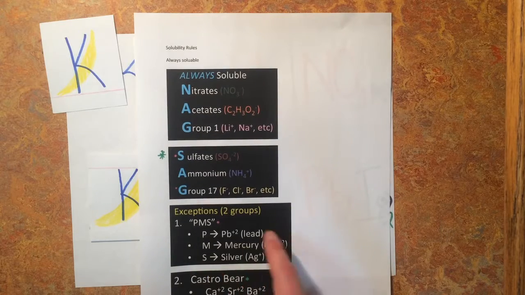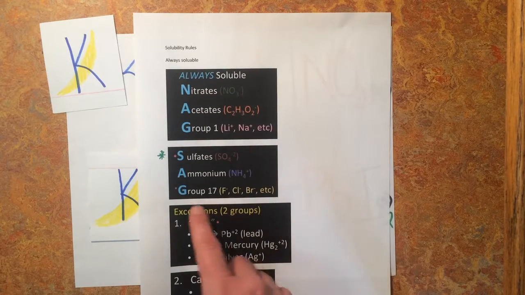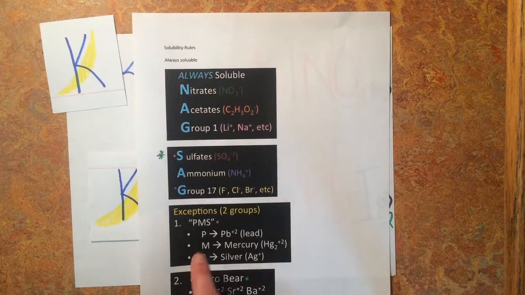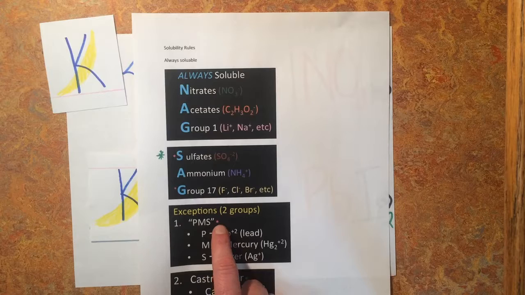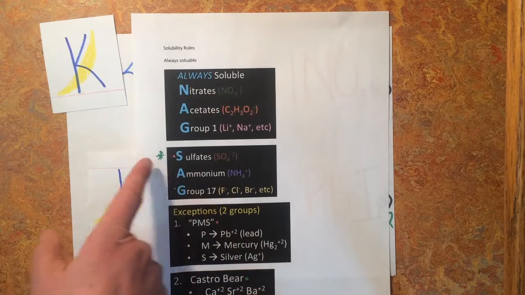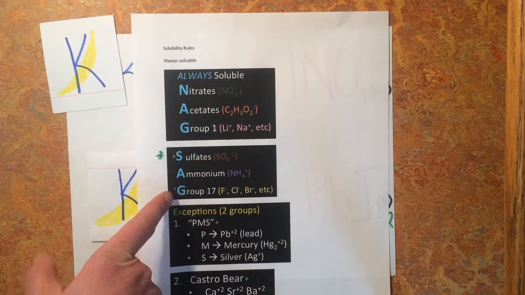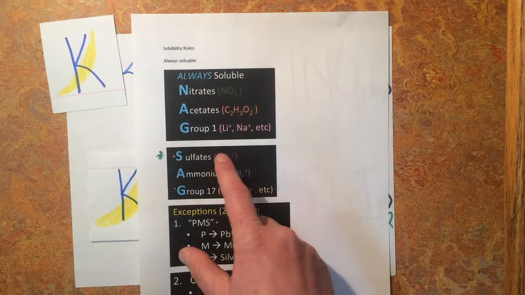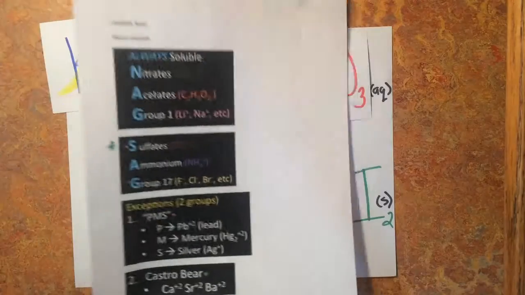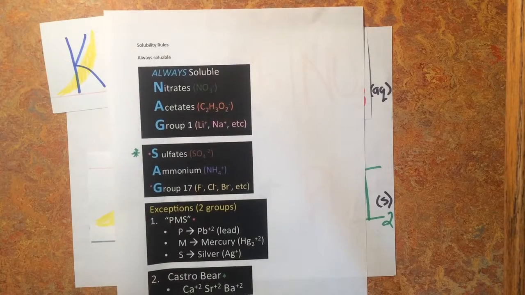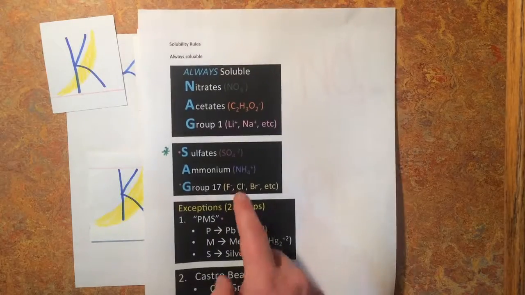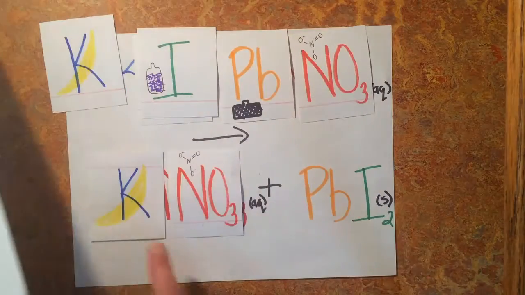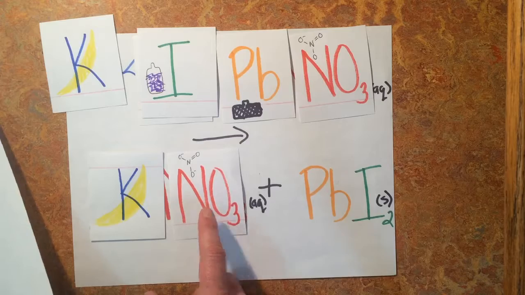And there are a few exceptions down here to the always soluble group. The purple asterisk is for sulfates and group 17, and the green asterisk here is for sulfates. We know that nitrates have no exceptions, so they're always going to be soluble. So this will remain in solution.